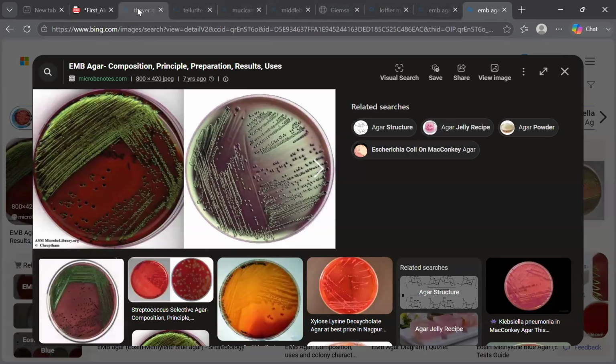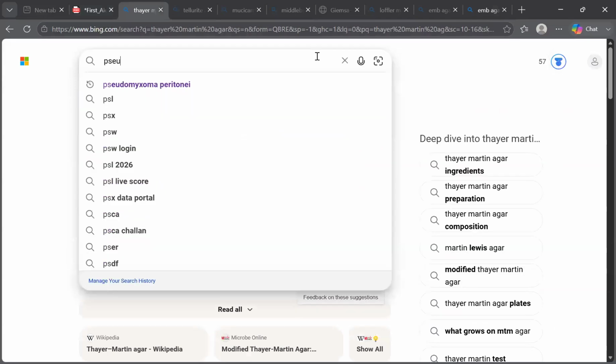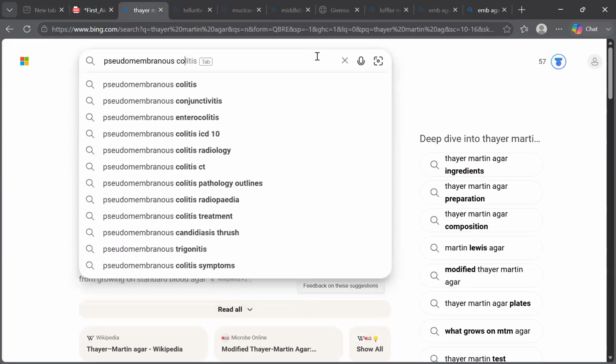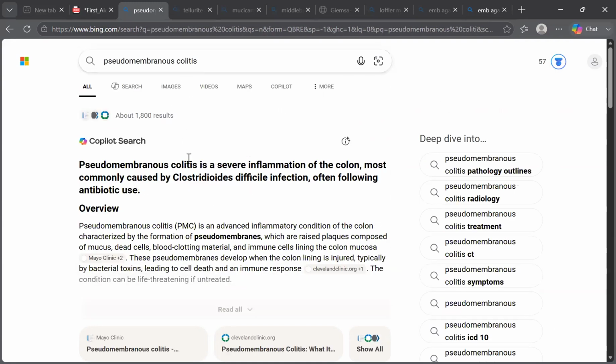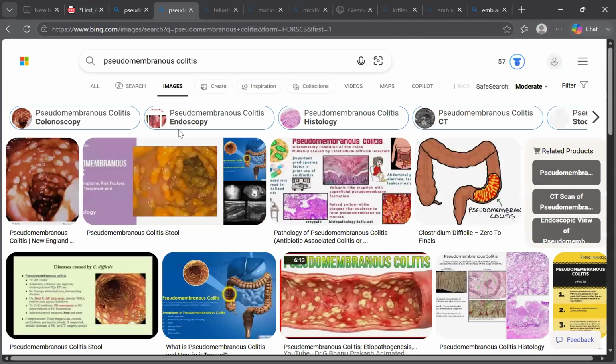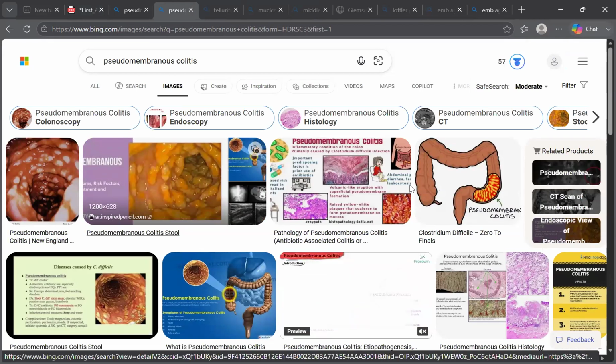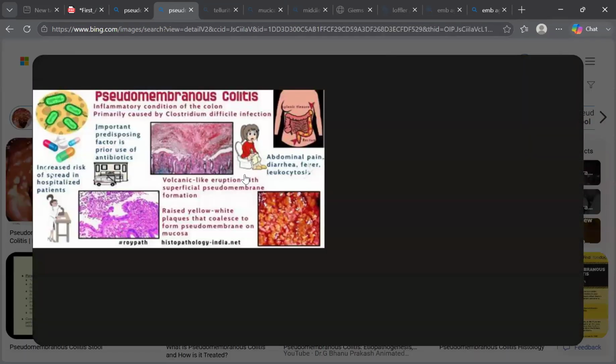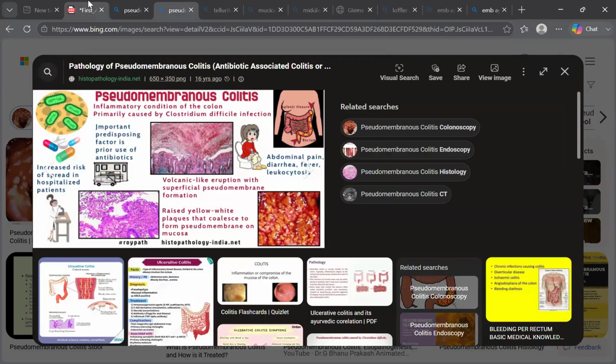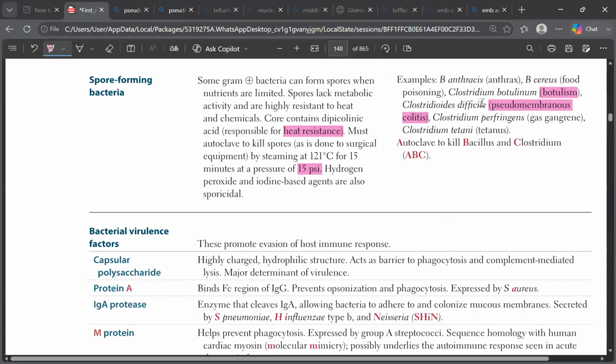What is pseudomembranous colitis? This is inflammation of the colon, most commonly caused by Clostridioides difficile infection, often following antibiotic use. So this is pseudomembranous colitis that occurs in the intestine. It is because of Clostridioides difficile. And Clostridium perfringens causes gas gangrene.